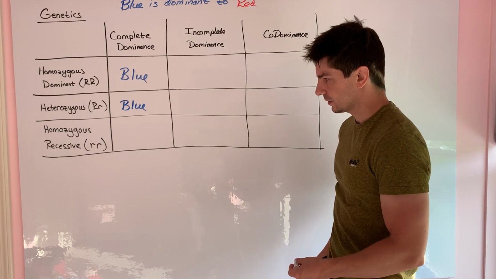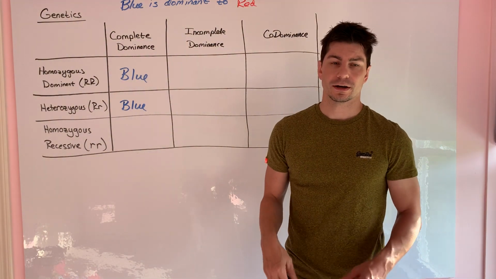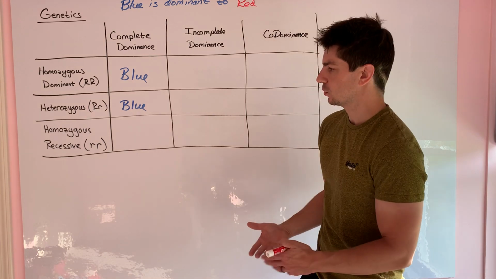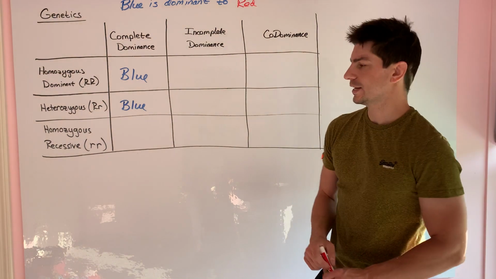Our last one is going to be homozygous recessive. We have two recessive alleles there. The prefix homo means the same. So when you see homo, recessive, you know that they are the same and they are both recessive.